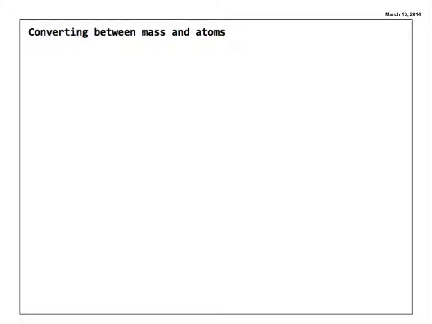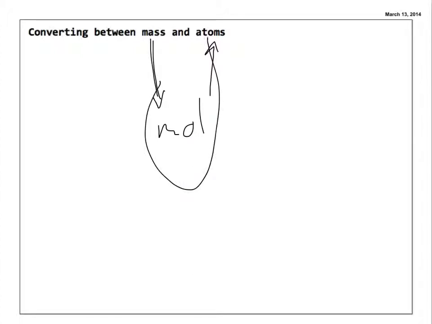Now when we're converting between mass and the number of atoms or the number of molecules, we can't go right from mass to atoms, but we can convert from mass to moles, which is what we were just doing, and then we can convert from moles to atoms, which is what we have done in previous sections. So we can do a 2-step problem to get from mass around the moles into atoms.